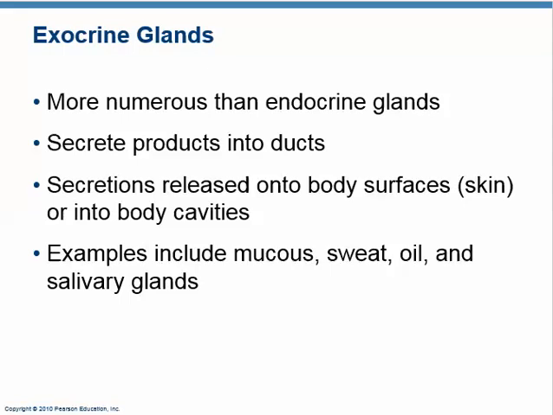Exocrine glands are everywhere. So these are sweat glands, these are mucus glands, these are salivary glands, these are sebaceous glands that secrete oil, these are the digestive enzyme glands in the pancreas that secrete digestive enzymes that mix with the food. These are the hydrochloric acid producing glands in the stomach that produce stomach acid.